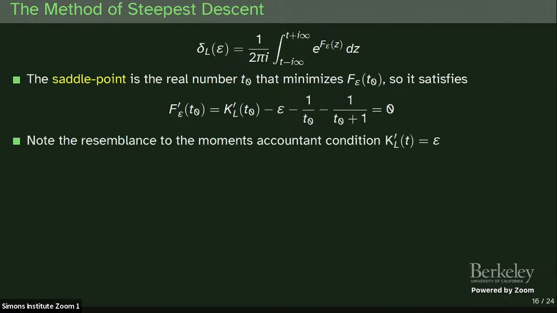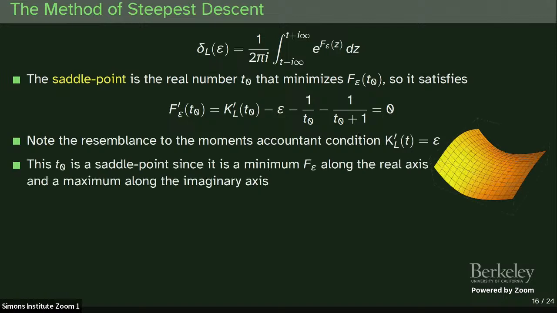This is actually very similar to the moments accountant condition, which was just KL prime equals epsilon. There are just some extra terms showing up here. Why am I calling this a saddle point? Because it really is a saddle point. If you think about this f epsilon in the complex plane, along the real axis it's a minimum, and along the imaginary axis it's a maximum. So the saddle point is this point here, because it is the t naught that minimizes this thing.